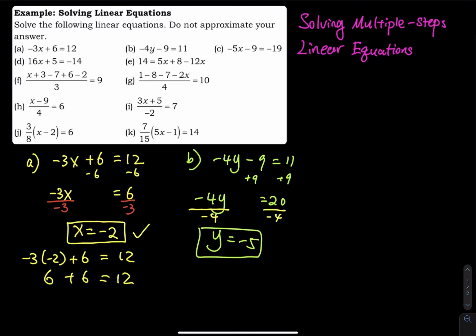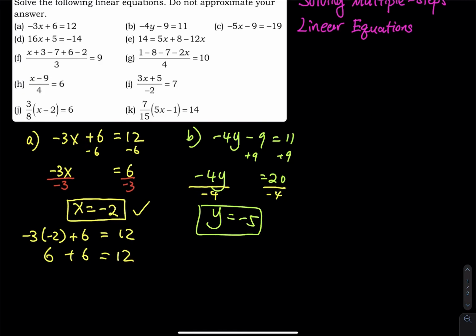How do you know negative 5 is a correct solution? You plug it in. Negative 4 times negative 5 minus 9 equals 11. So the product is 20. 20 minus 9 is equal to 11. So I know this is a correct answer.